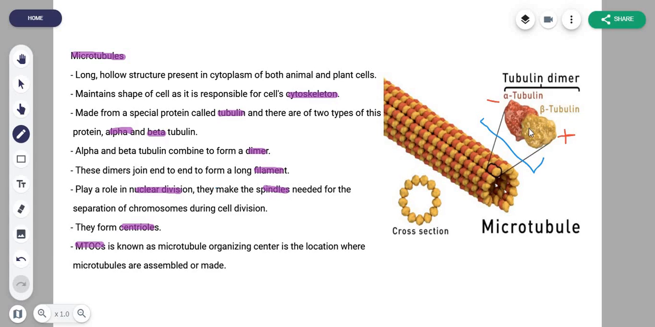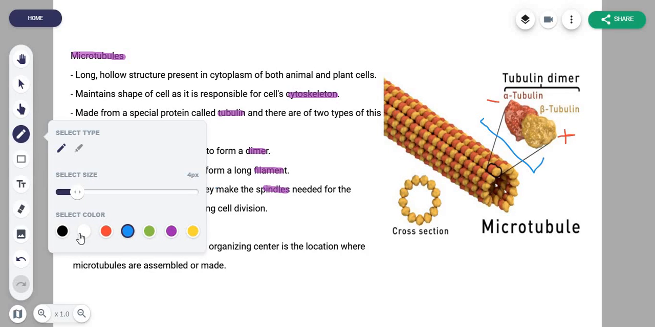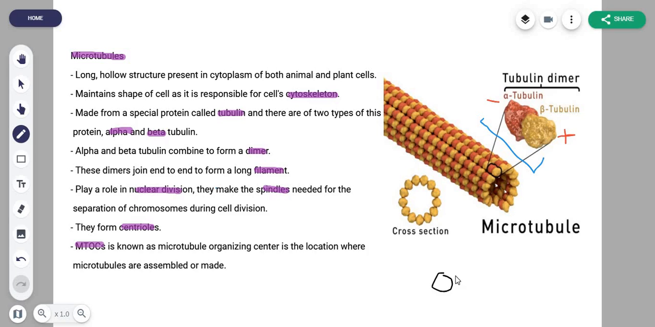And then these dimers join end to end. Let me just explain it here. These dimers join end to end to form a long filament. Now let me explain what is going on here with a pen, of course. Let's suppose that this is one dimer and this is the other dimer. This is the alpha, this is the beta. Then we have even more alpha and beta, like more dimers, joining together like this. So this is one dimer. This is the second dimer. This is the third dimer.